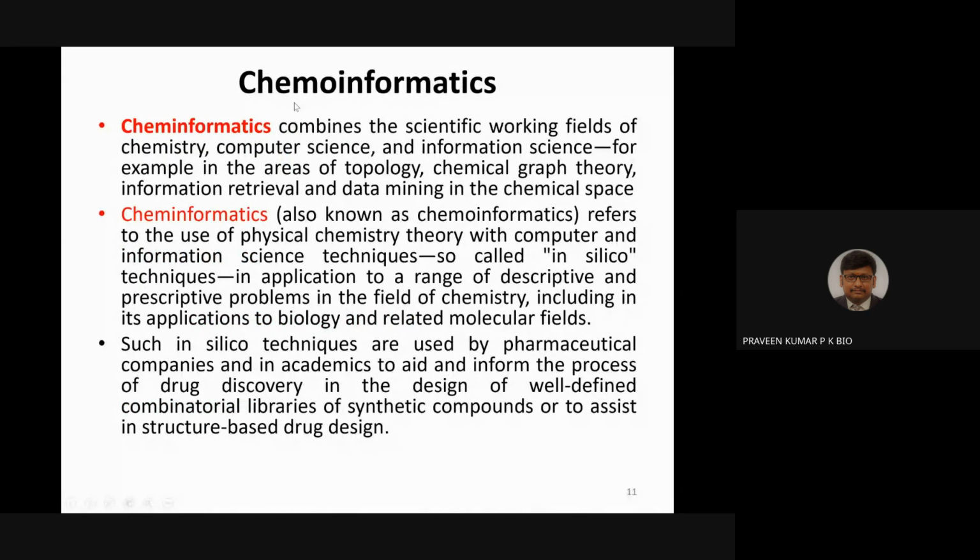Now, let us come to some areas of informatics. One is chemoinformatics. What is chemoinformatics? It combines the scientific working fields of chemistry, computer science, and information science. Here you find chemistry, computer science, and information science. That's what we call chemoinformatics. We apply all these in the areas of topology, chemical graph theory, information retrieval, and data mining in the chemical space. More about this you can understand in the subsequent slides, and how I split and explain all this informatics.